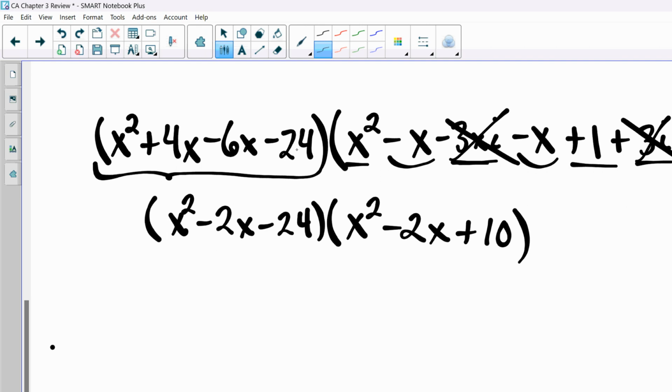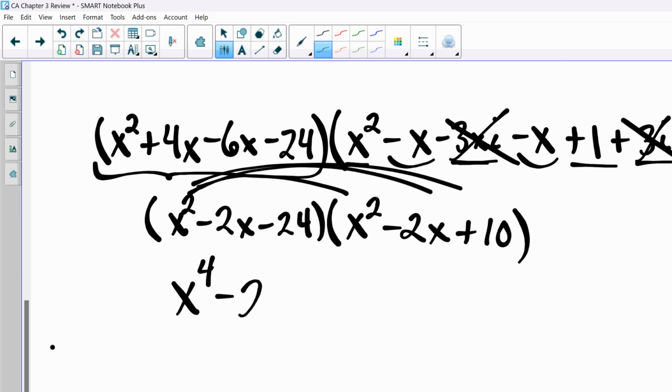And last but not least, we've got to multiply these two together. So we multiply through with x squared. x squared times x squared is x to the 4th. x squared times negative 2x is negative 2x cubed. And x squared times 10 is plus 10x squared.